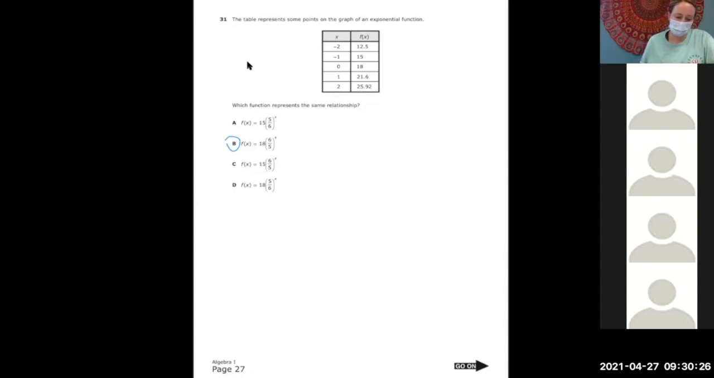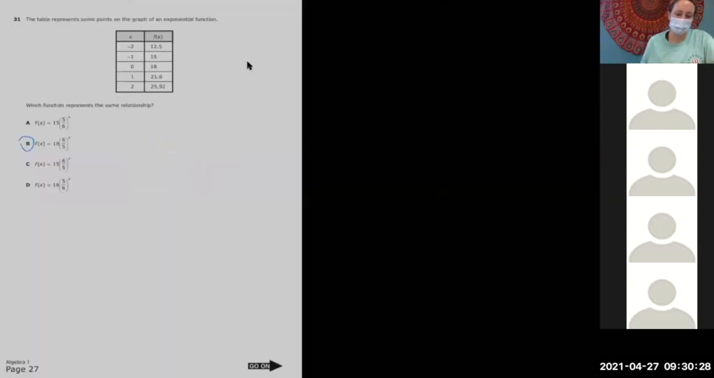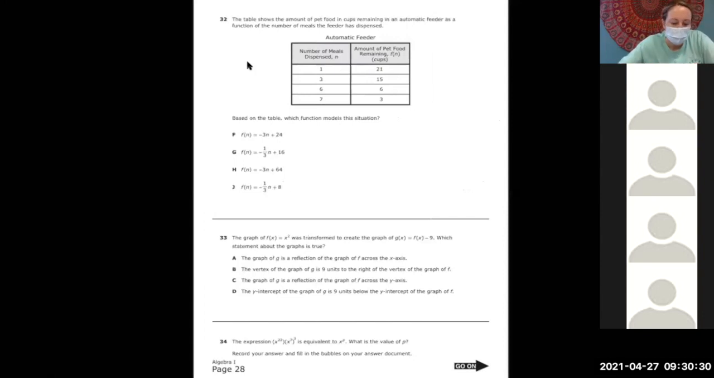All right, number 32, last question for the day. The table shows the amount of pet food and cups remaining in an automatic feeder as a function of the number of meals the feeder has dispensed. Based on the table, which function best represents this model? Okay, so we need to figure out the slope and the y-intercept of this graph.